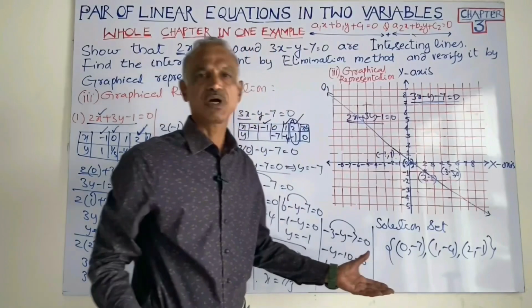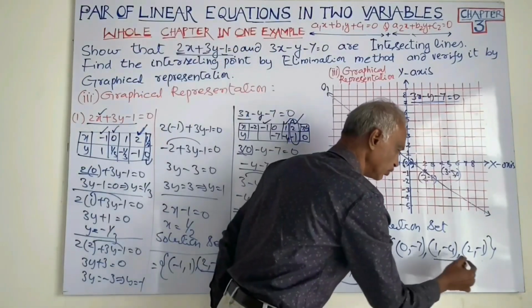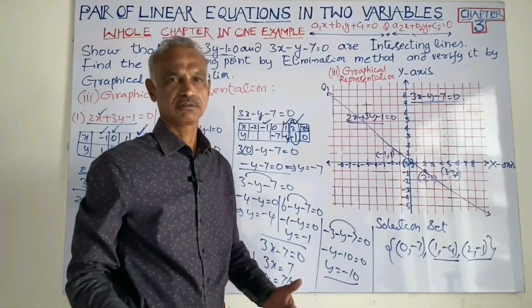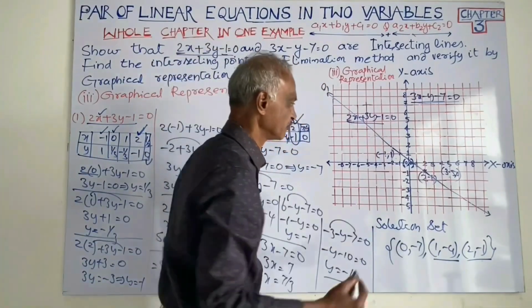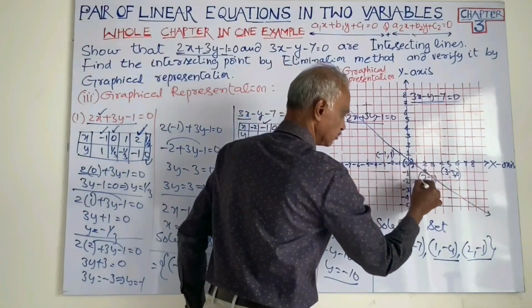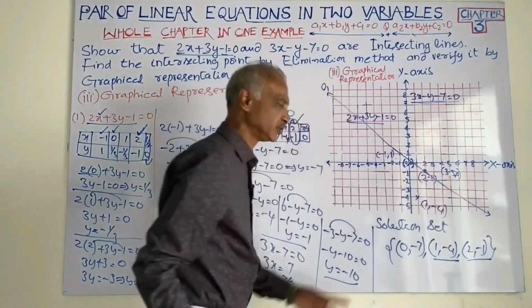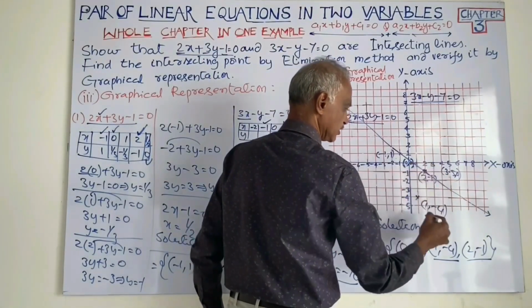If you take these points, it is easy to draw a line. I will take (1, -4) and (2, -1). 2 points are enough to draw a line. Where is (1, -4)? Minus 4 will be here. And (2, -1)? Where is (2, -1)? It is this point.